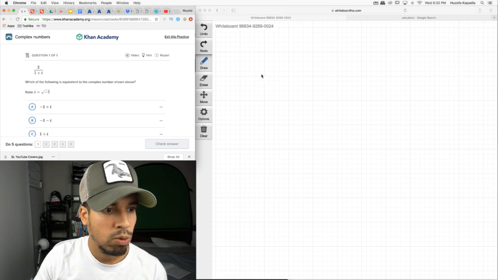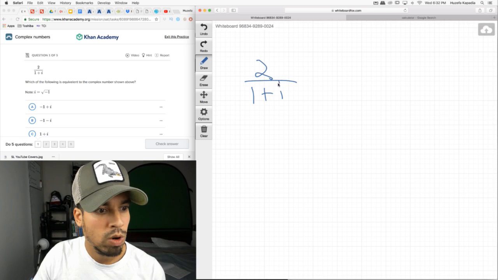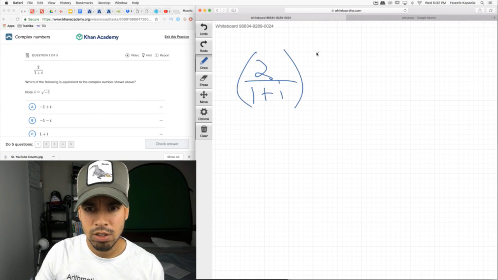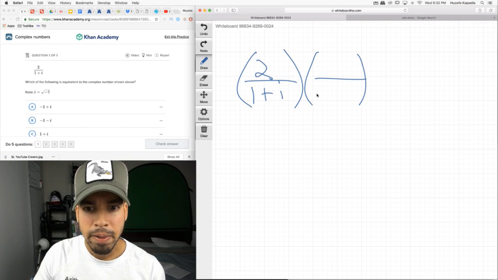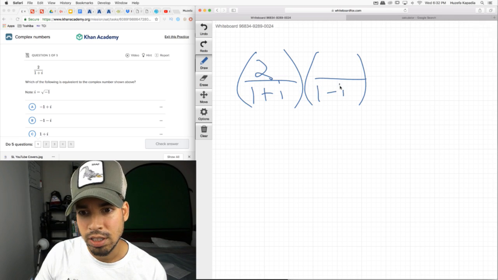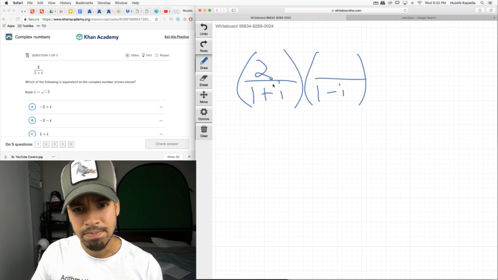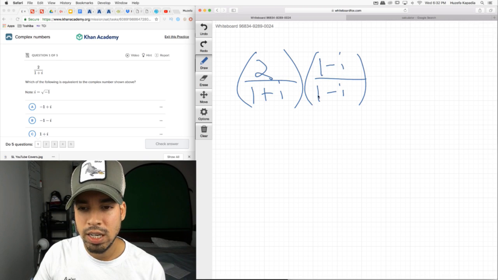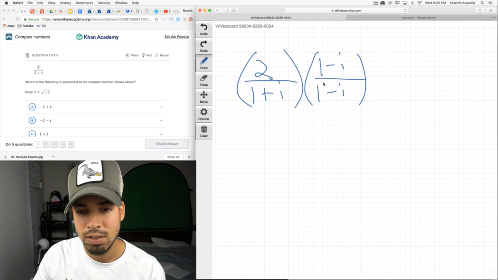So question number 1, we got 2 over 1 plus i. Which of the following is equivalent? Usually in a question like this, all we got to do is get that i out of the denominator. How do we do it? We multiply by the complex conjugate. This essentially turns the bottom into a real number. The complex conjugate is the same as this quantity, but minus i. So we do the same thing up here, because we can't just multiply by 1 minus i. We have to make it a fraction. Same over the same. It's fine.